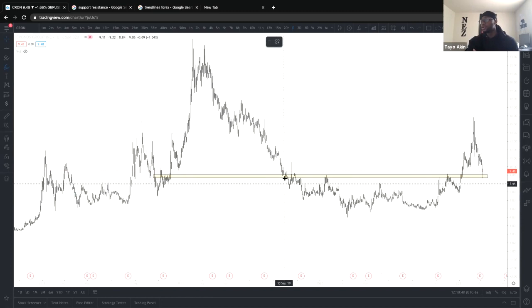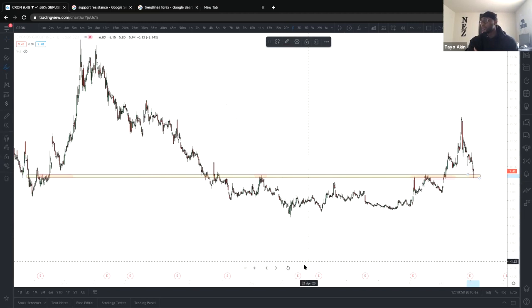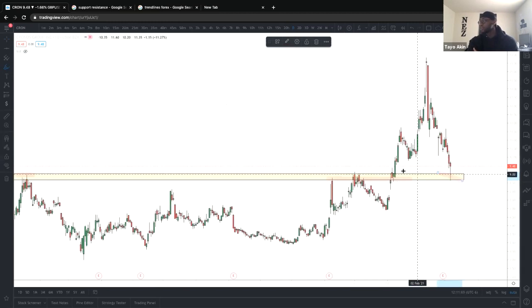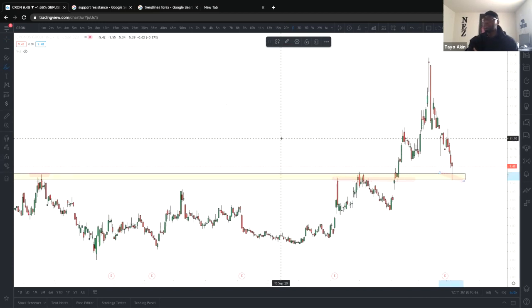Here, this would be your support right there. That would be your resistance, and then price acted out as a support. So when you refresh the screen, you can see how price came directly to this location and then shot back up. In week 3, or I think week 2.